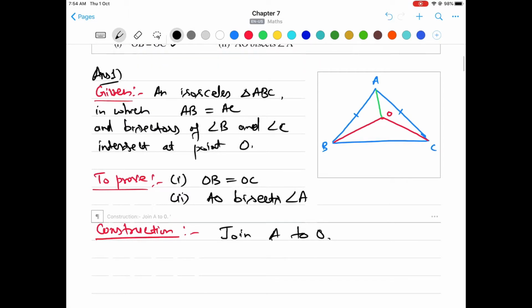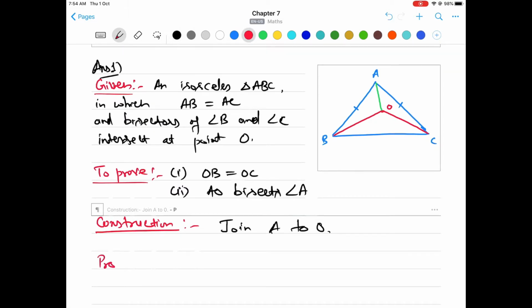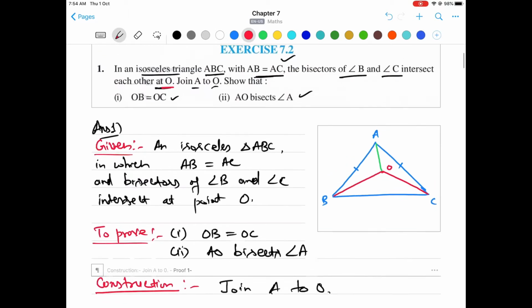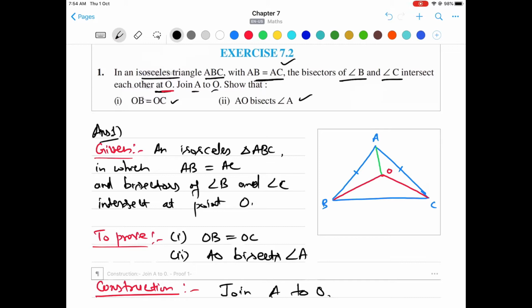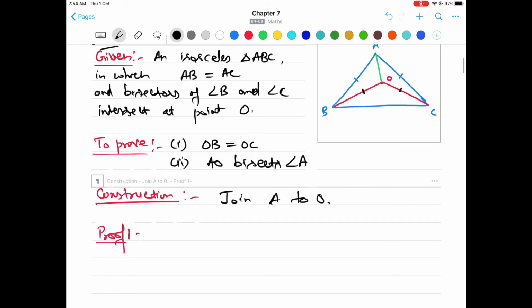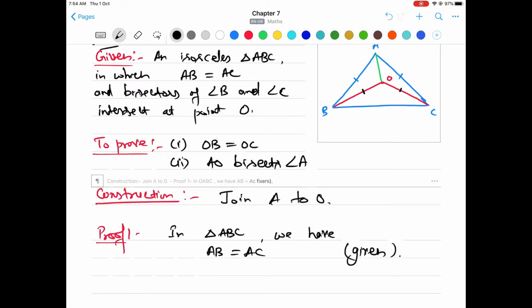Okay, now let's start its proof. You can see that we have to first prove that OB is equal to OC. We have to prove that these red lines are equal. For that, we'll write: in triangle ABC, we have side AB equal to AC. This is given in the question because this triangle is an isosceles triangle.